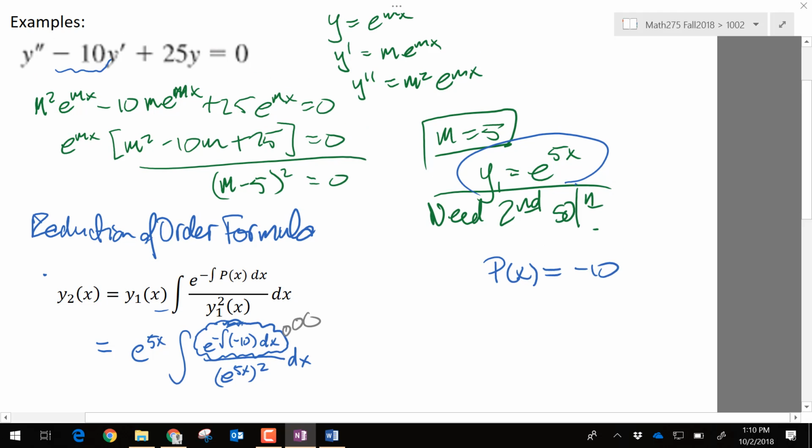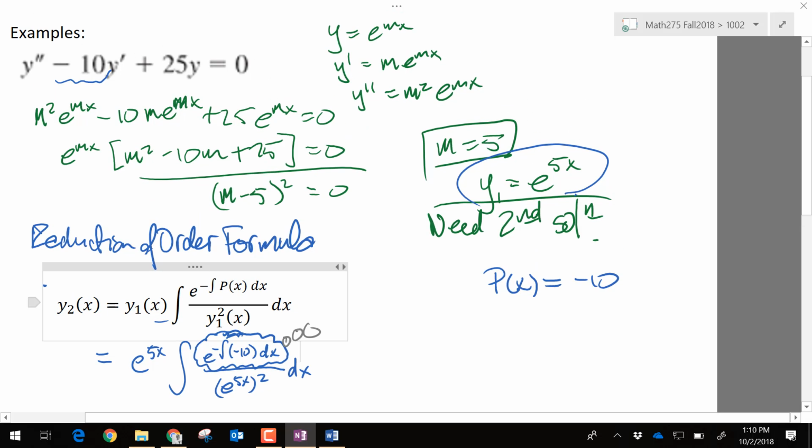Oh, p of x comes from the original differential equation, and that's the function. In this case, it's just a number, but sometimes it could be a function. But that's the expression or the coefficient of y prime. And remember that the y double prime has to have a coefficient of 1. So if the coefficient of y double prime is not 1, then we need to divide that out, because that makes a difference.